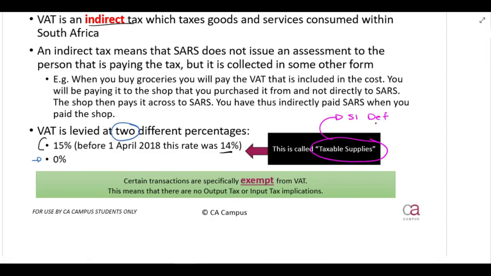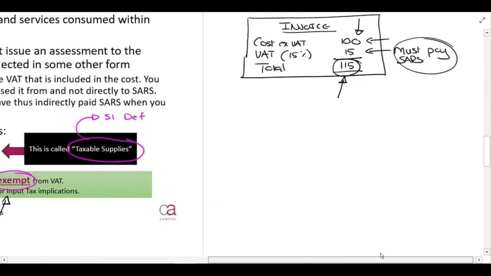A lot of you will remember from your previous studies that you also get something called exempt supplies. Exempt supplies means it is something which is not subject to VAT at all. For example, if you earn interest from the bank, that's a financial service which is exempt. There's no VAT on it. Now, you might say, but that's then the same as 0%, but it's not. An exempt supply just basically means you don't even consider it for VAT. 0% means the VAT is calculated at 0%.